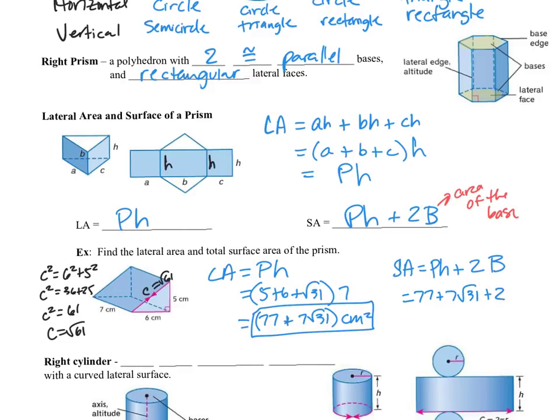The base is a triangle whose base is 6 and height is 5. So 1/2 base times height, that would be 1/2 times 6 times 5. Simplifying that a little bit, 2 times 1/2 cancels, and then 6 times 5 is 30, which I can combine with the 77. So our final answer is going to be 107 plus 7 times the square root of 31. Let's put parentheses around all that and put the correct unit, which would be centimeters squared.